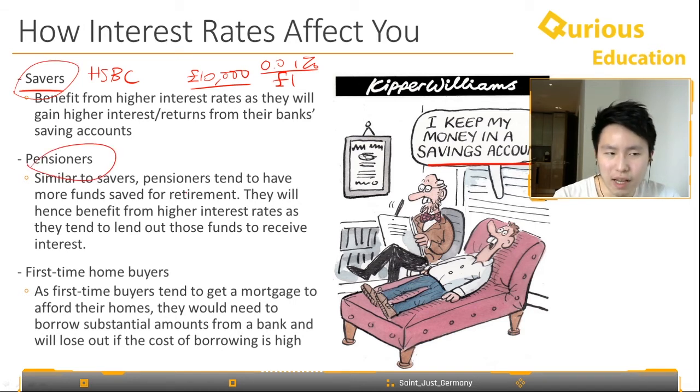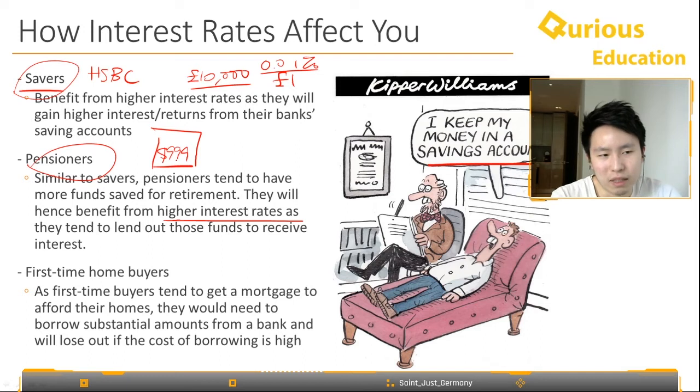Similar to savers, interest rates also affect pensioners. In general, if you've got higher interest rates, pensioners tend to benefit from that because pensioners receive some money each month from the government. And in a sense, pensioners are taking money from a big pot of their savings. So let's say they've saved up $1,000, then maybe each month they may take like $50 or something. And interest rates are good for pensioners because if interest rates are high, they should be able to increase their total amount of money that they have.